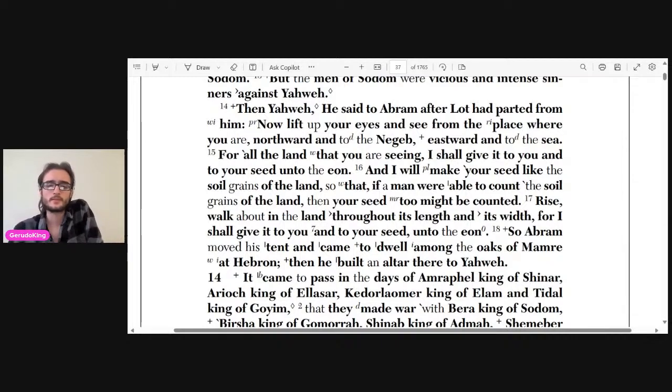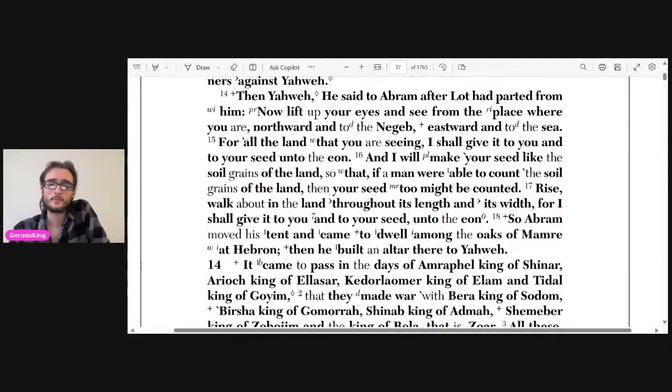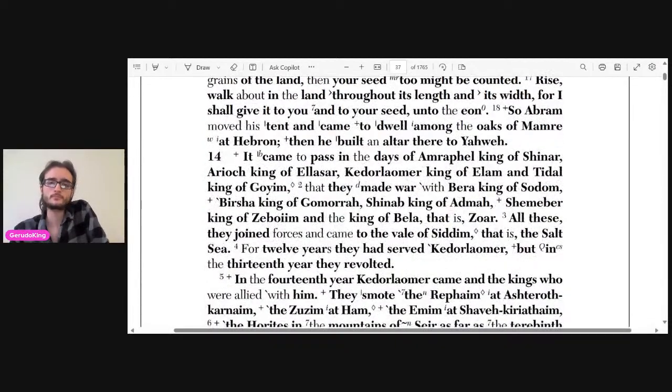So Abram moved his tent and came to dwell among the oaks of Mamre at Hebron, and then he built an altar there to Yahweh.